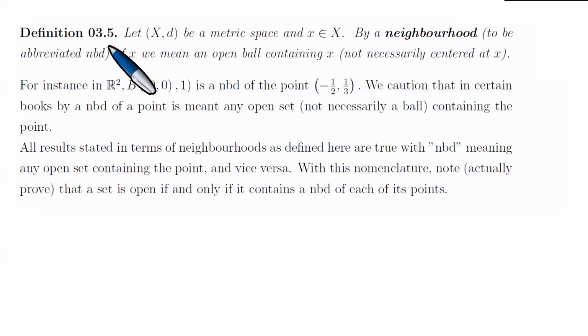Let's look at definition 03.5. Let X be a metric space and x a member of the metric space. By a neighborhood, abbreviated NBD, of x, we mean an open ball containing x, not necessarily centered at x. This is very important: it is not necessarily centered at x.